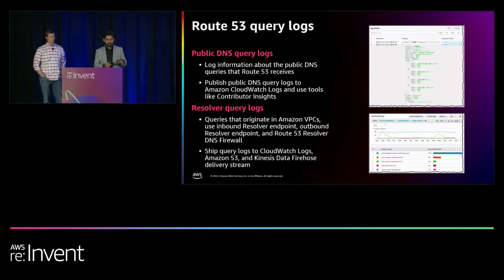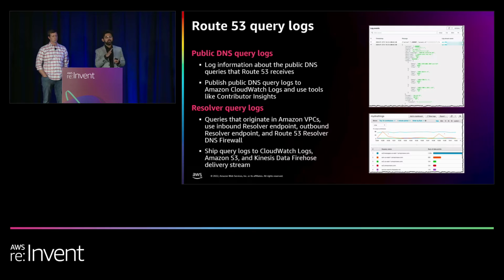The Route 53 public DNS query logs basically capture information about the public DNS resolution that Route 53 is doing, such as the domain or subdomain that was requested and the DNS record type that was requested. If there was an error, it will capture that error response code and so on. And then the other one is the resolver query logs.